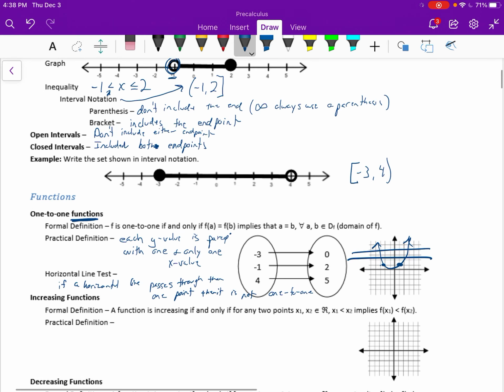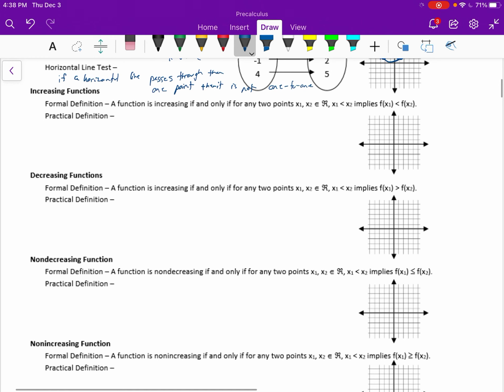Increasing function, we have a formal definition there again. A function is increasing if and only if for any 2 points, x sub 1 and x sub 2, where x sub 1 is less than x sub 2, implies that the corresponding y value of x sub 1 will be less than that of x sub 2. Practically, this means it goes up from left to right. Which does fit that formal definition.